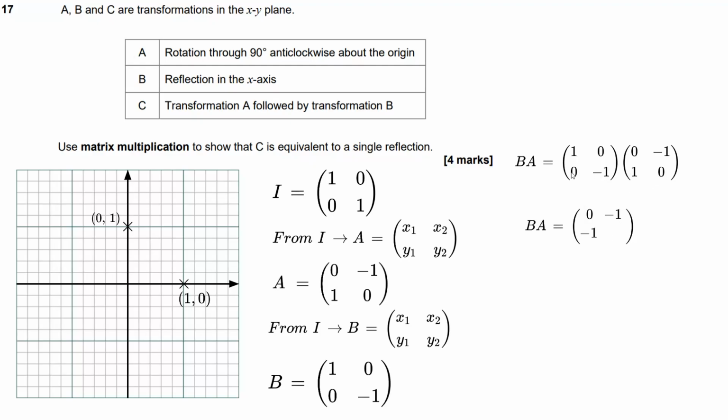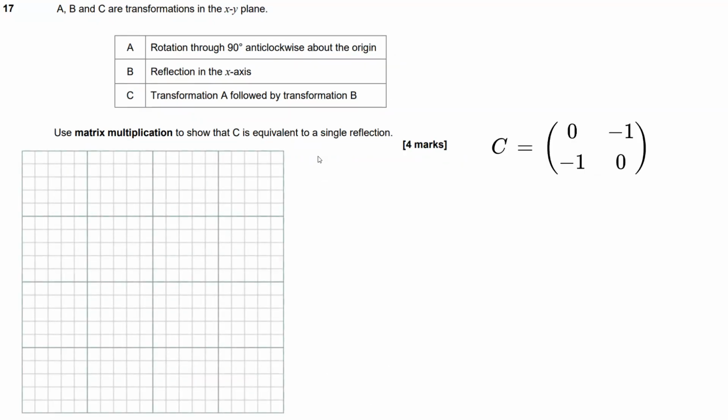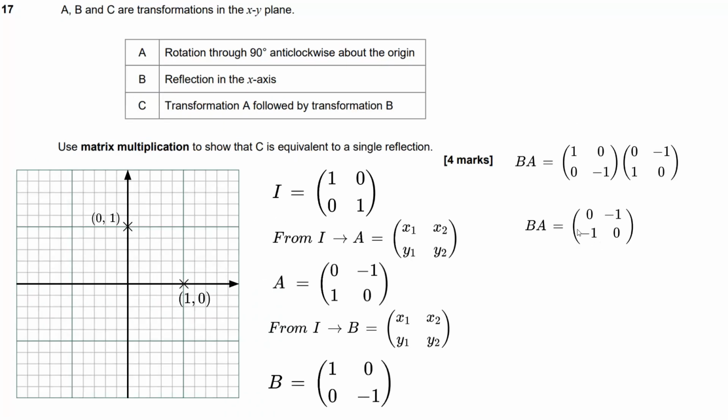And then second row, second column. 0 multiplied by minus 1 is just 0. Add minus 1 times by 0, so it's just 0. And that's C, that's B. And then you want to show that it's equivalent to a single reflection. So that's just what we worked out there. It's the same thing.